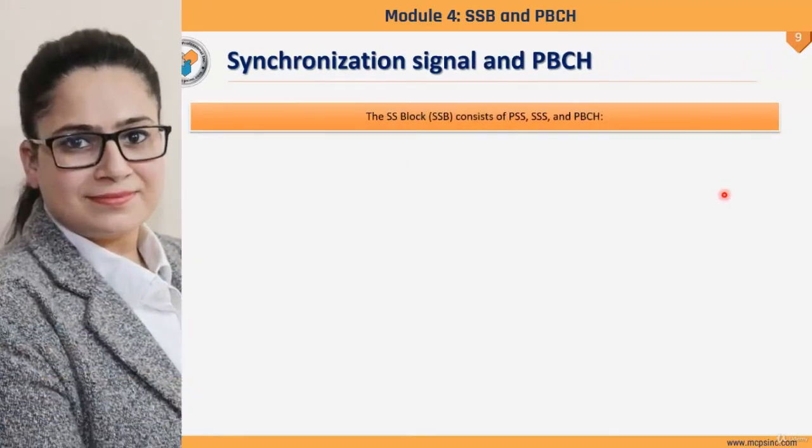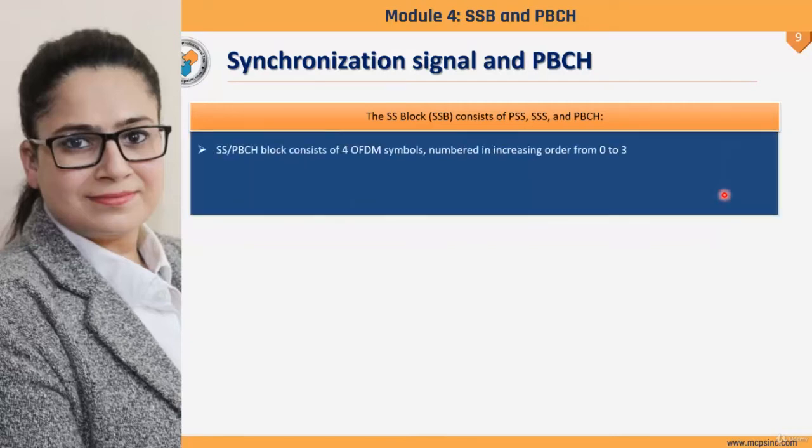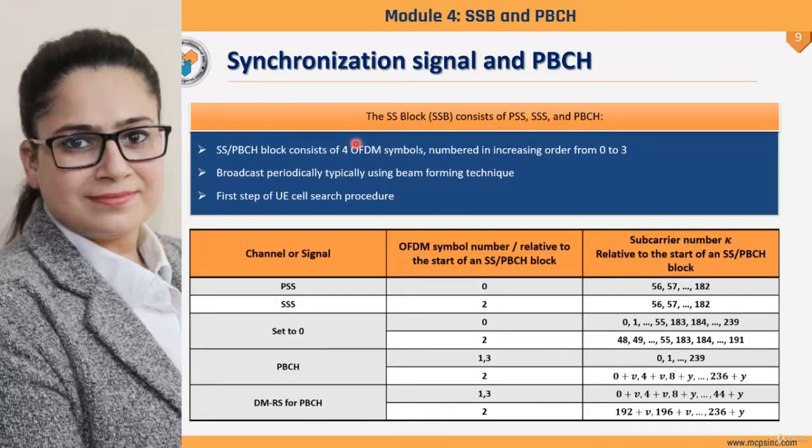Okay. So now the SSB block, or the synchronization signal block, consists of PSS, SSS, PBCH as well as PBCH DMRS, right? In the time domain, it occupies 4 OFDM symbols starting from 0 to 3. It is broadcast periodically using a beamforming technique. And if you talk about the cell search procedure, decoding the SSB block is the first step for the cell search in 5G.